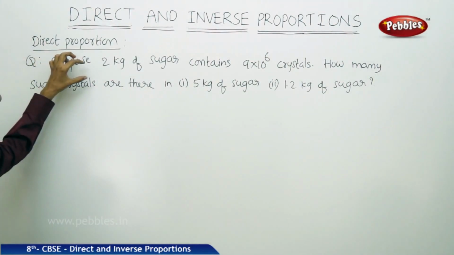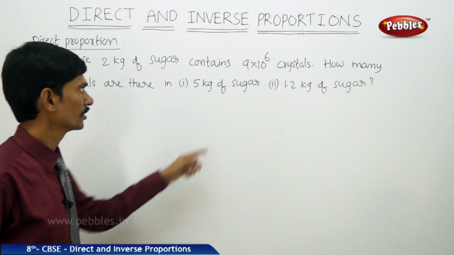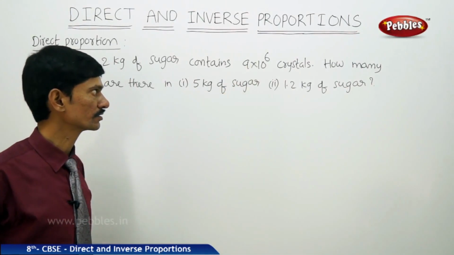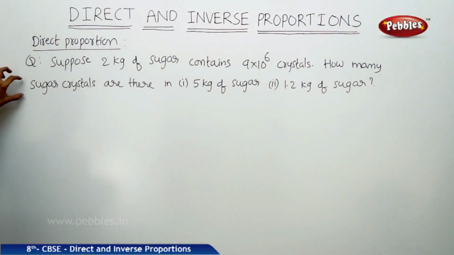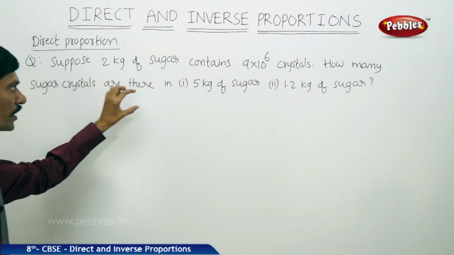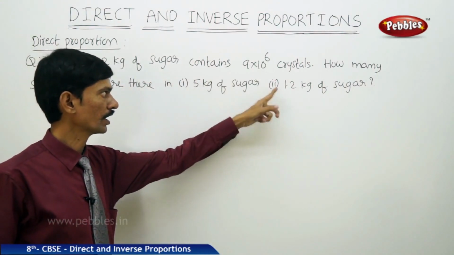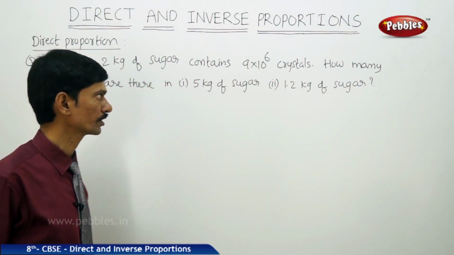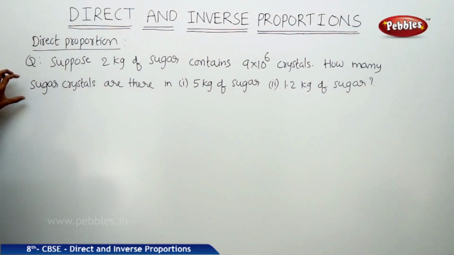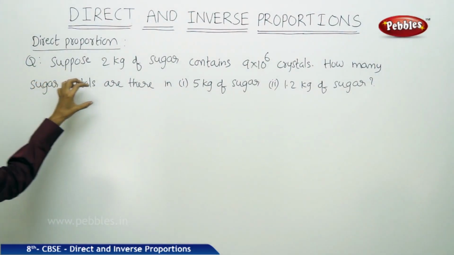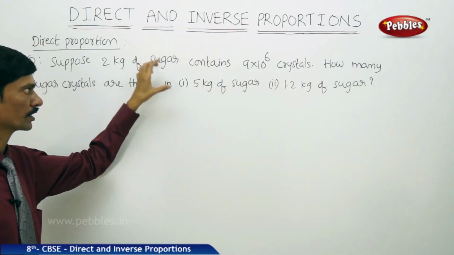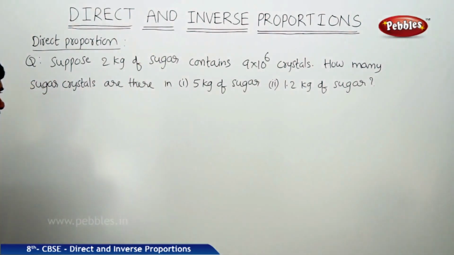Suppose 2 kilograms of sugar contains 9 into 10 to the power of 6 crystals. Then how many sugar crystals are there in 5 kilograms of sugar and 1.2 kilograms of sugar? So here also two quantities are there, the weight of the sugar and the number of sugar crystals. So let us check whether these two are in direct proportion or not.